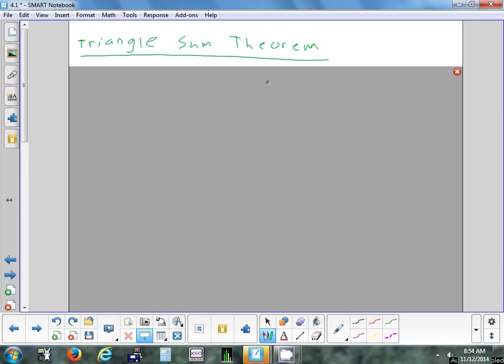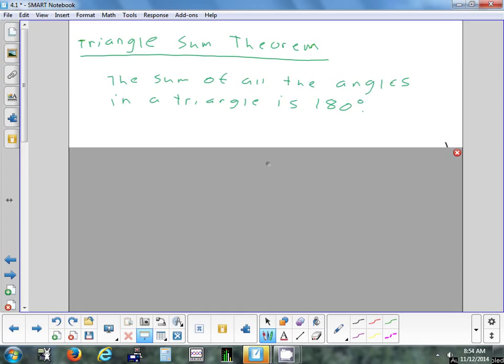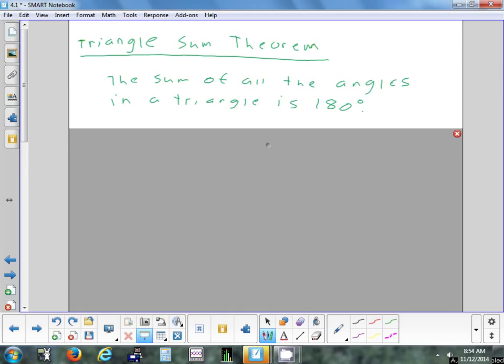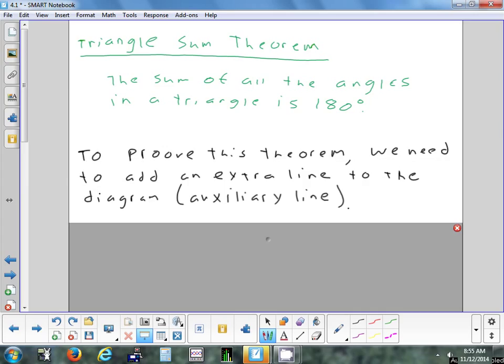But the first thing we'd have to know to prove that is what all the angles in a triangle add up to. What do the angles add up to in a triangle? How much? 180 degrees. Yep, 180 degrees. So the sum of all the angles in a triangle is 180. All right, we're going to prove that all the angles in a triangle add up to 180. And it's a very easy proof.